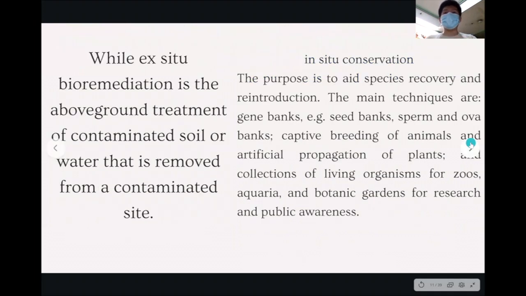To get to more details, ex situ bioremediation is the above ground treatment of contaminated soils or water that is removed from a contaminated site.